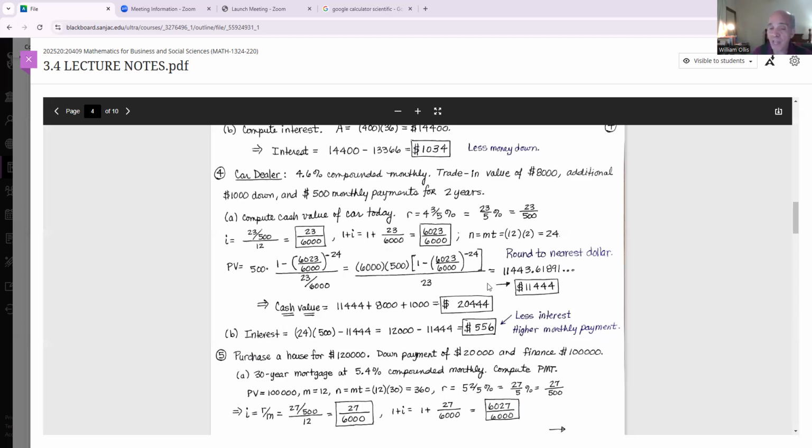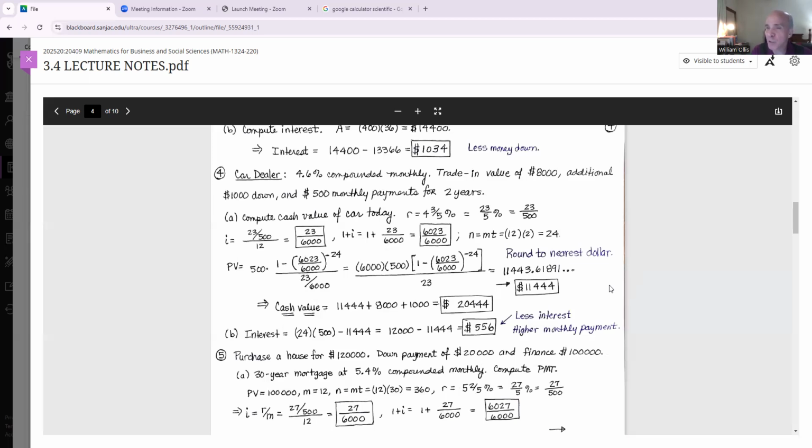So now, just like we had before, I use Google and I've got 11,443 with several decimals here. But again, we want to round to the nearest dollar. So now, of course, we have the 6 here. So we're going to round the 3 to the 4, and that's going to give us $11,444.